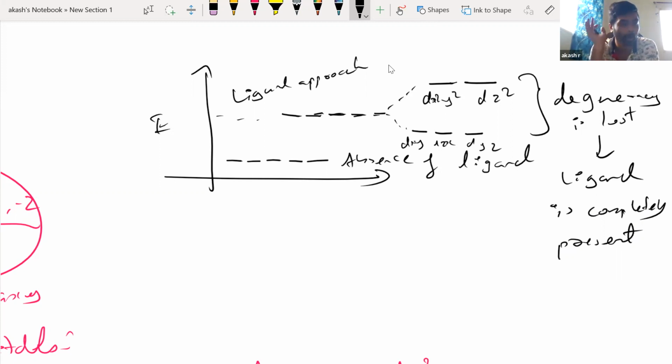Okay, I hope that everybody is following, everybody is clear how exactly the degeneracy is lost. Why is it that dx squared minus y squared and dz squared have higher energy, and the other three orbitals have lesser energy? I hope that is understood. Yes, sir. Right, good.